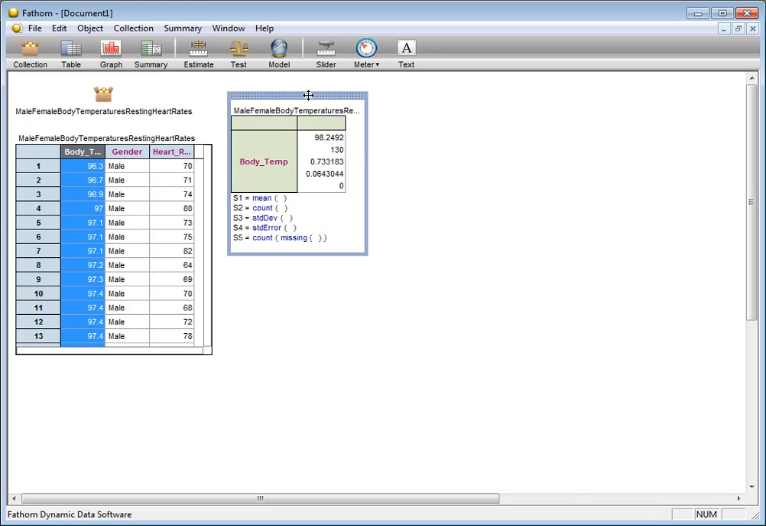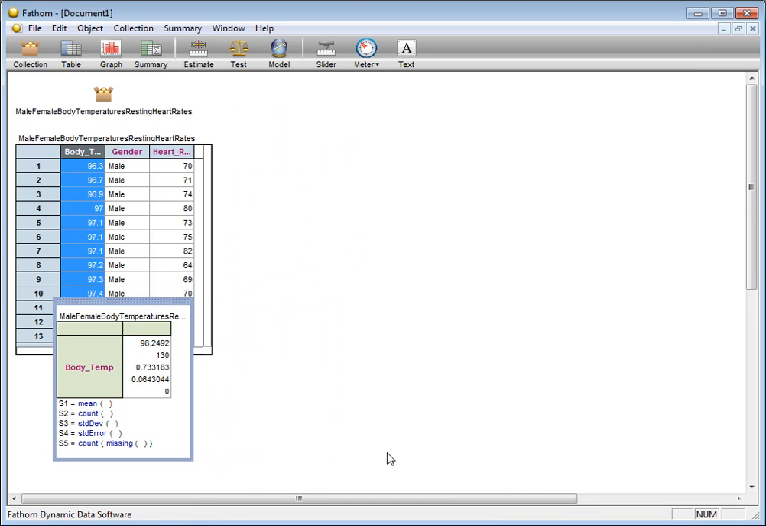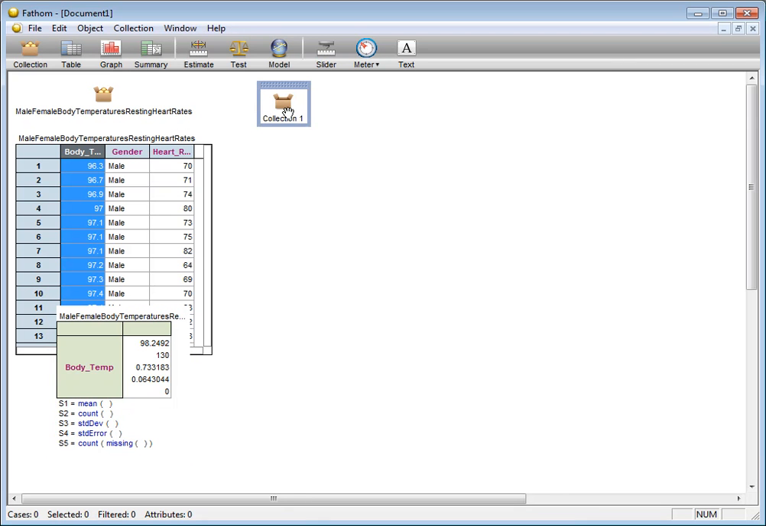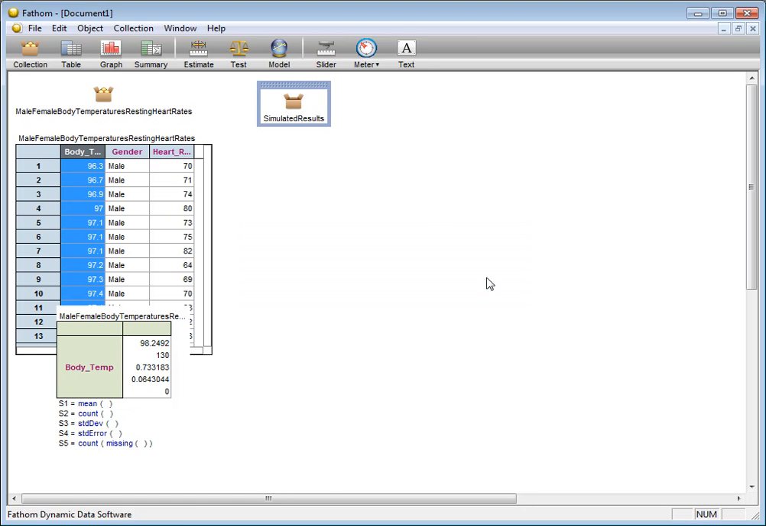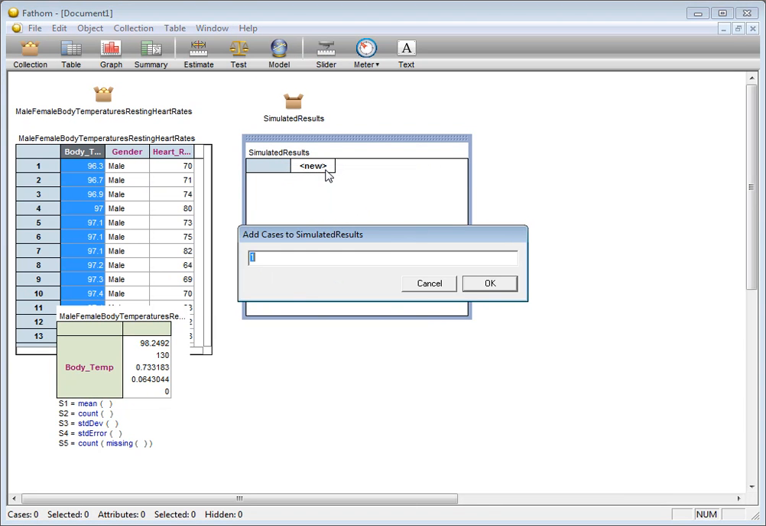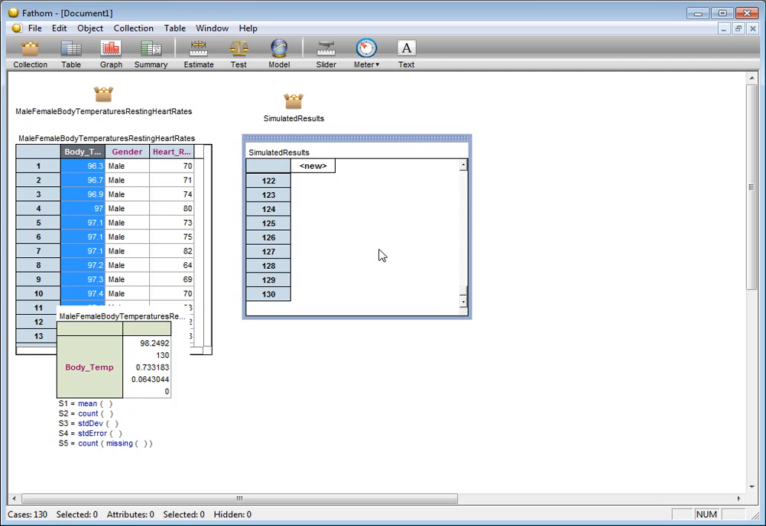And so we use a direct simulation procedure to test this idea. Here's how we proceed. Let's create a collection that's going to represent a synthetically produced, a simulated group of 130 naval recruits. So I'll call this collection simulated results. I need to drag a table off of this box and populate it with 130 cases. Why 130? Because that's the number of naval recruits that were in the original study. And I'm going to call the only attribute I'm going to create here simulated temperatures.